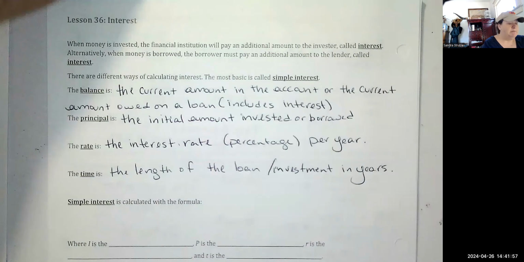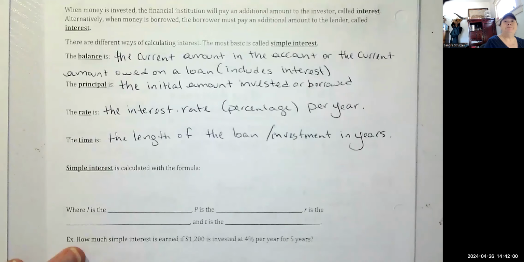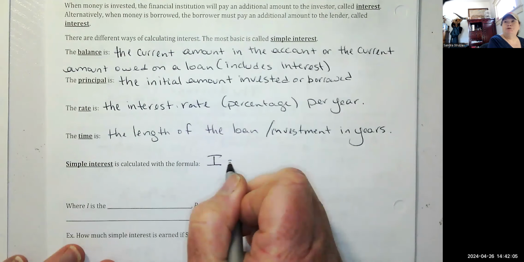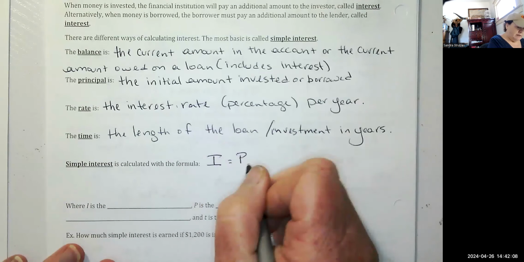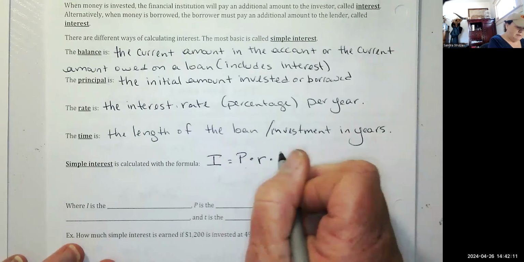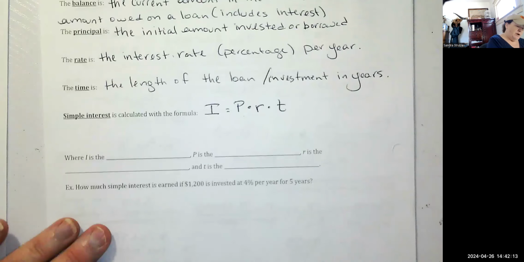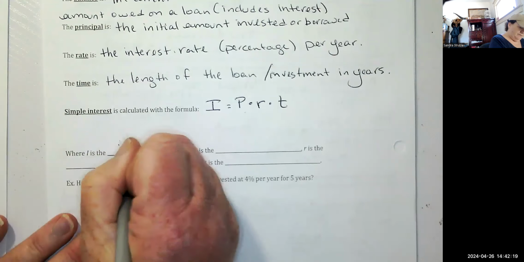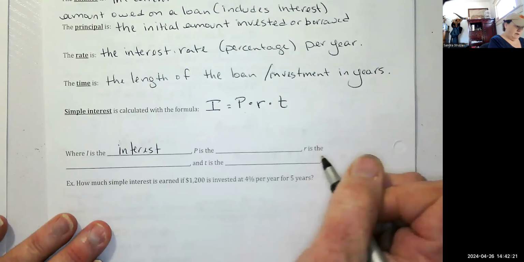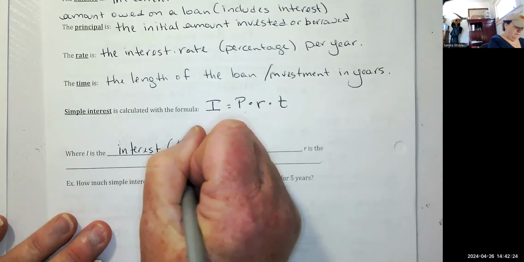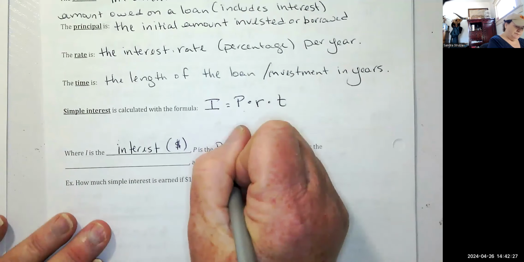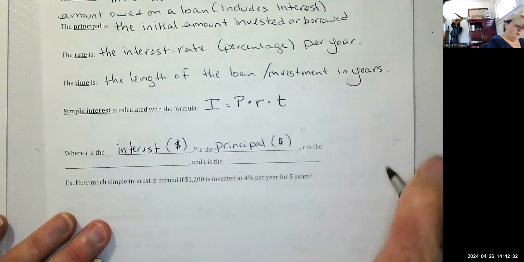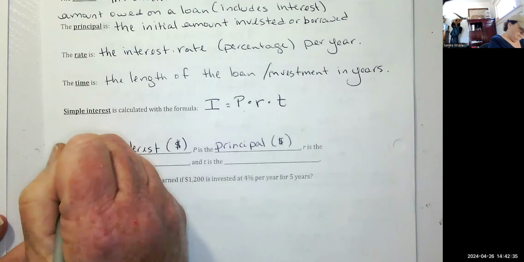Okay. Simple interest, and I'm going to give you the formula for it. Simple interest is calculated with the formula I, for interest, is equal to P, which is the principal, times the rate times the time. All right, where I is the interest, and that's money. P is the principal. That's money. And then R is the interest rate.